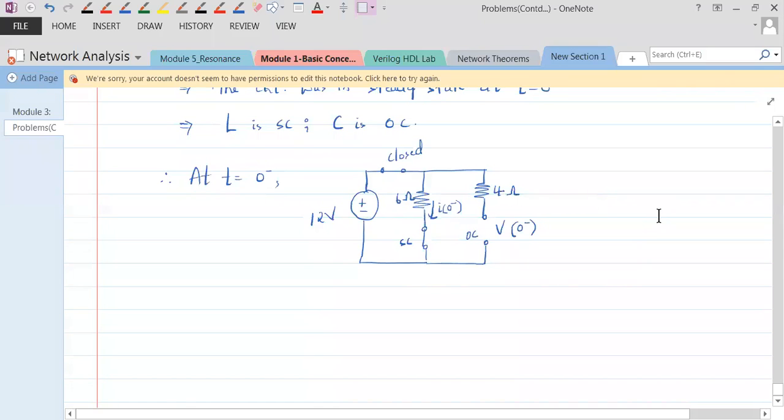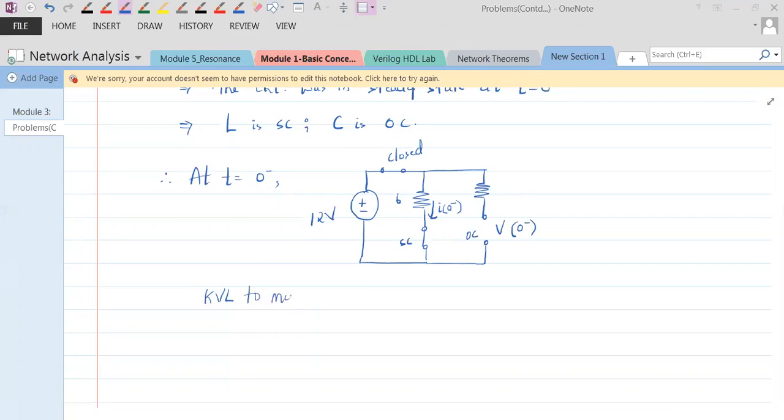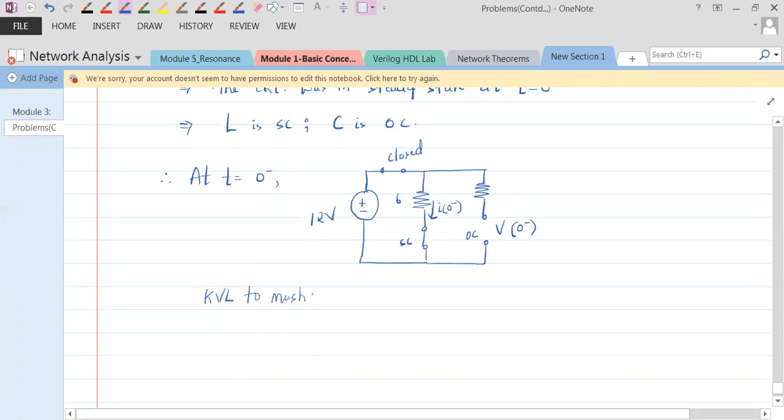Okay, so applying KVL to mesh 1. I'll make it a dotted path. This is mesh 1. KVL to mesh 1. We are not marking the current there, fine, but that current is already flowing, and that current would flow in this path only. KVL to mesh 1.